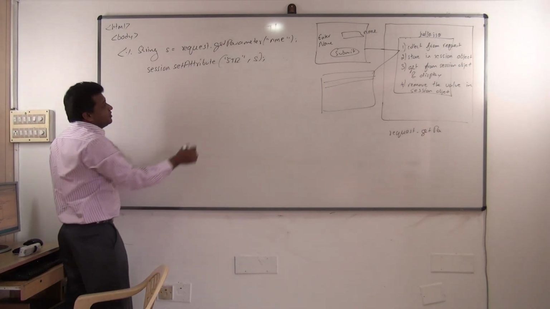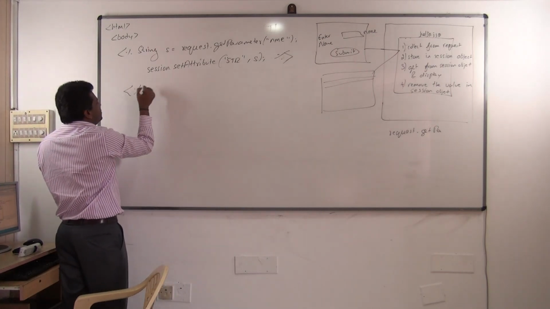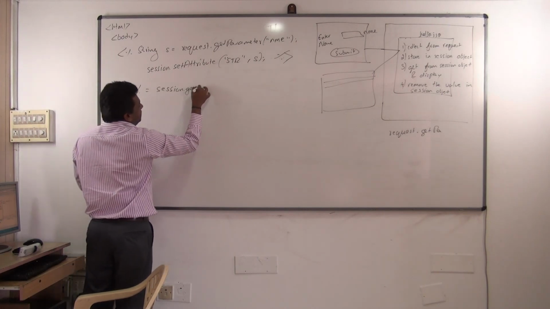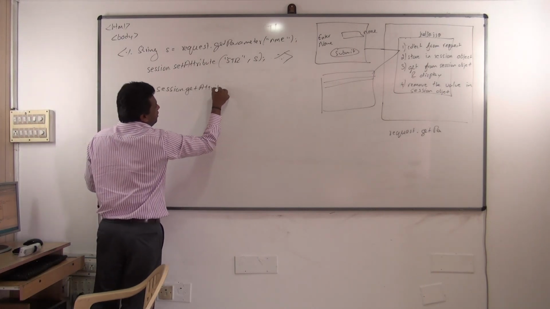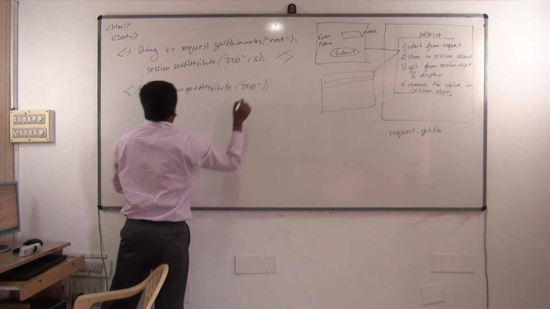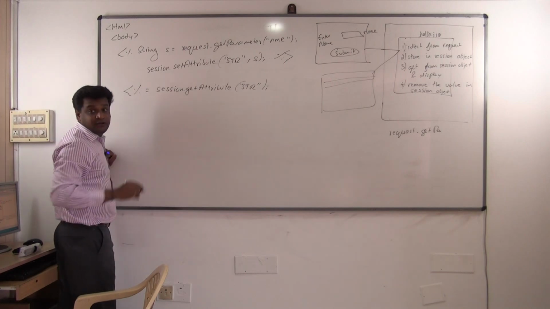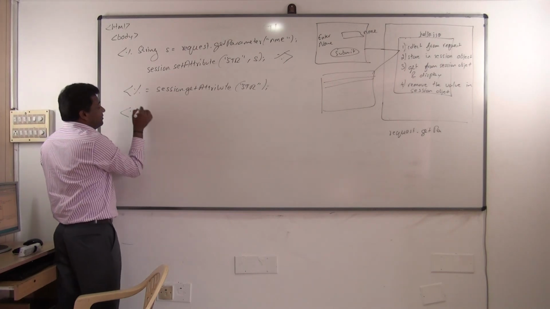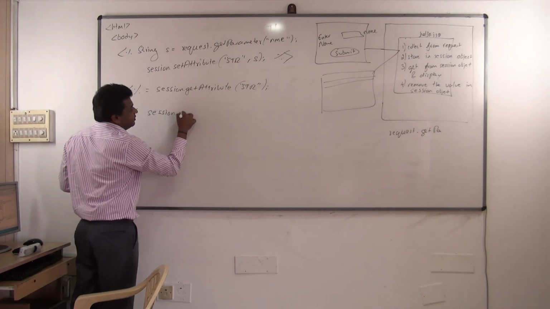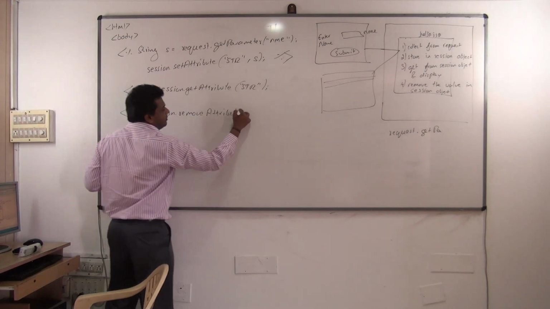Yes, so we'll set it. After that, if you want to display, percentage equal to session.getAttribute of str. You'll display it, but I should get it from the session object. Lastly, I have to remove it. Again, I have to write a scriptlet, session.removeAttribute. See how much Java coding you are writing.